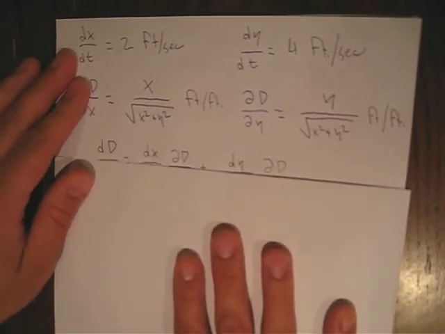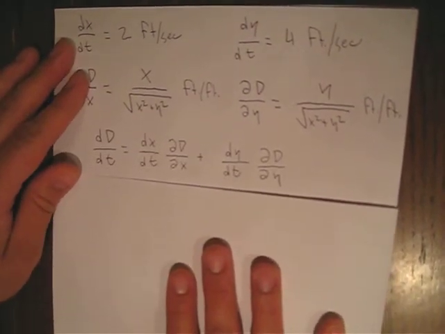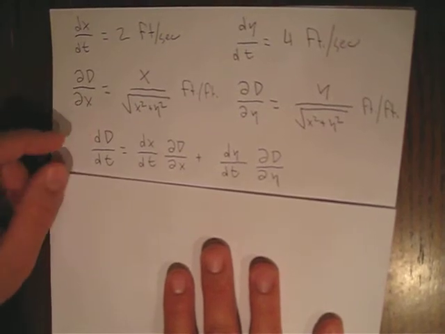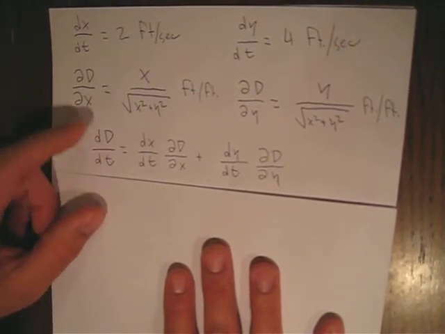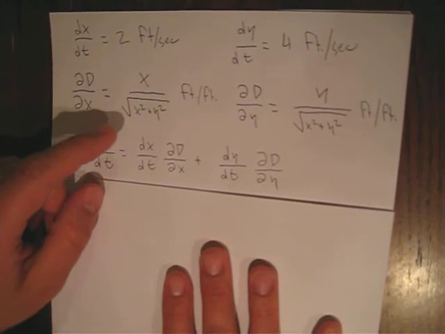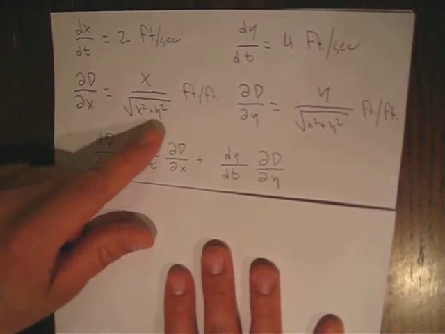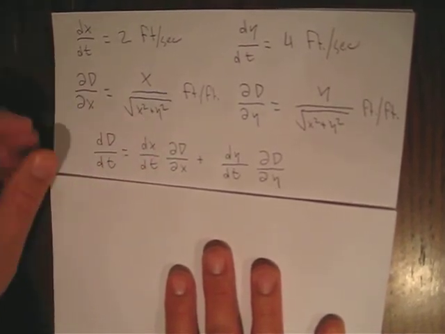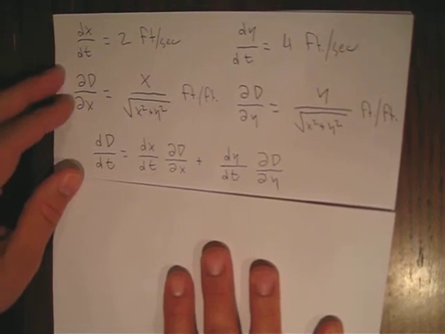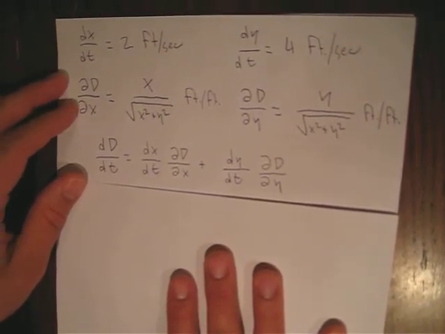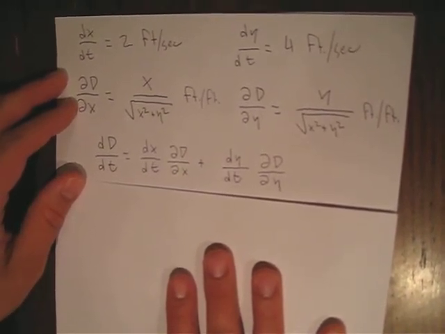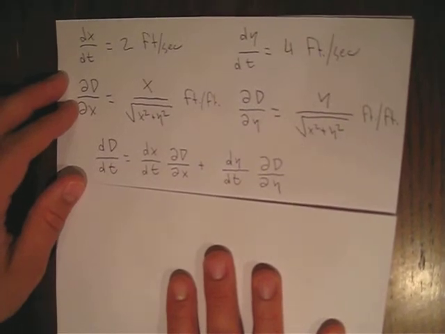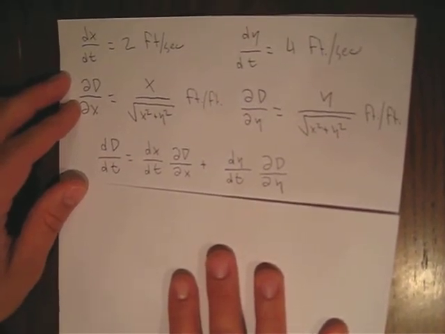Now we need to use the chain rule. Now remember that the chain rule says that the change in d with respect to time is going to be the change in x with respect to time times the partial change in d with respect to x plus the change in y with respect to time times the partial change in d with respect to y.